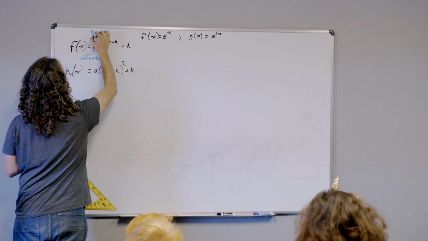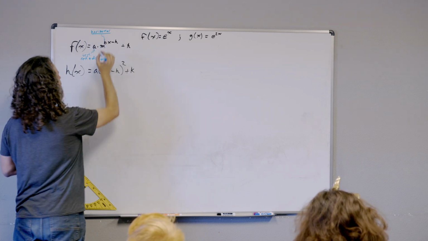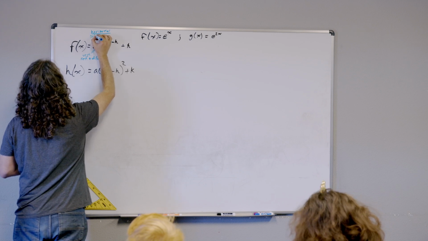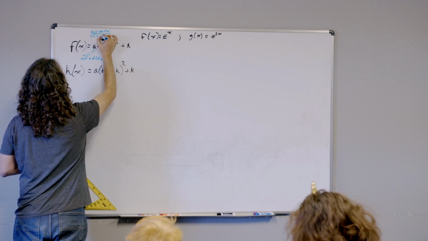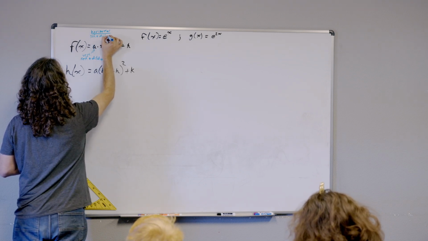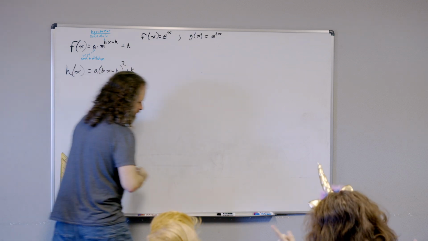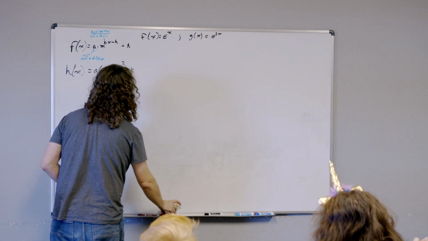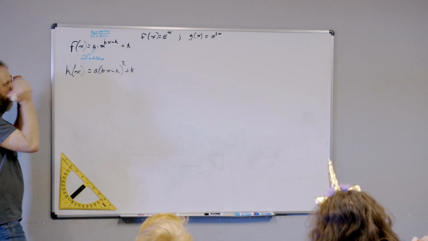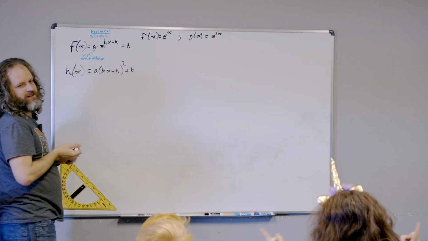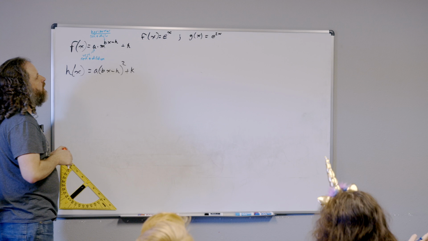Not all. Horizontal reflection and dilation, right? Now what about the H? Vertical. No, it's still in the parentheses, right? So it's still horizontal. Yeah.